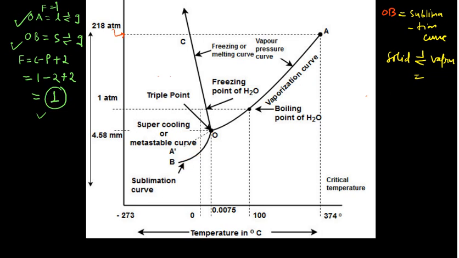What is the meaning of that? If you select any temperature here, this will correspond to one pressure only. So you need to vary only one thing, either temperature. If you vary the temperature, correspondingly your pressure will also vary. Or vice versa, if you vary the pressure, correspondingly your temperature will also vary. So, you need to specify only one parameter, either your temperature or the pressure. That is why the degrees of freedom is 1 in that case.